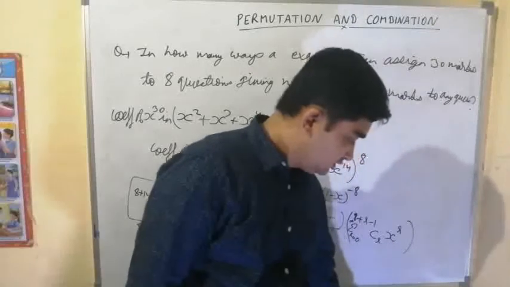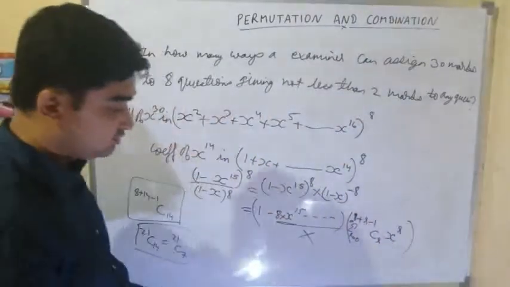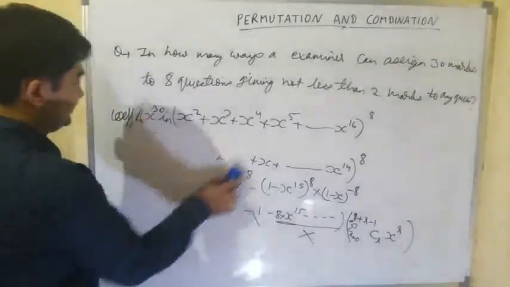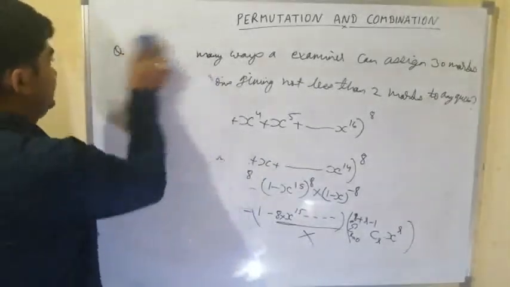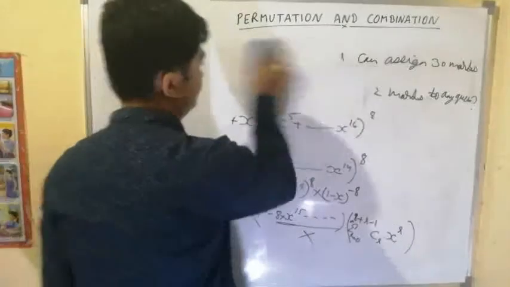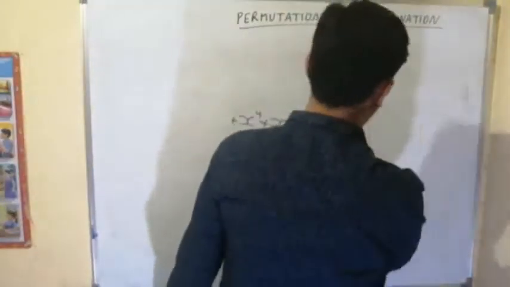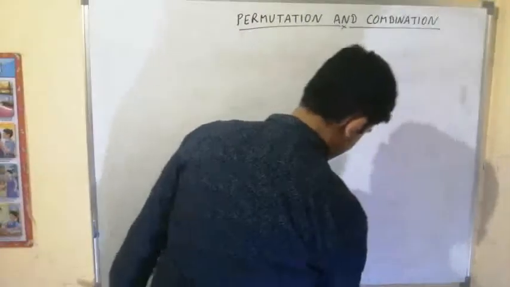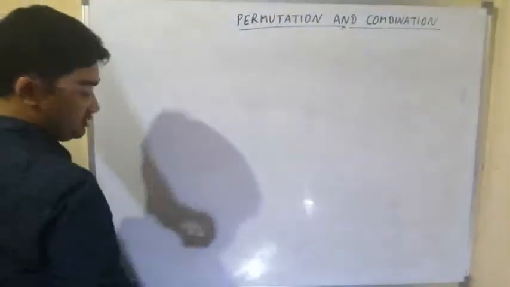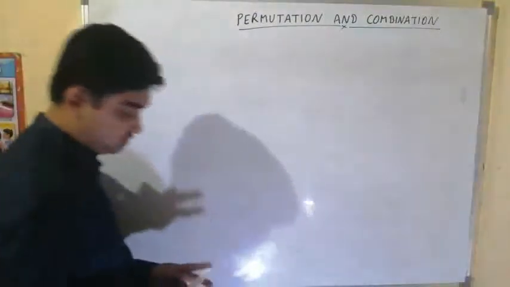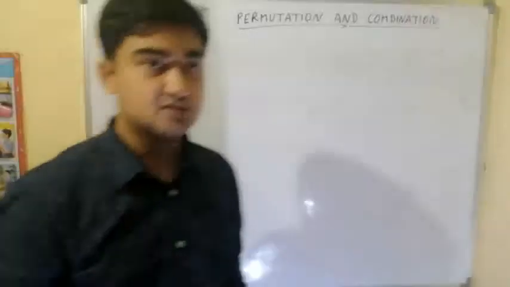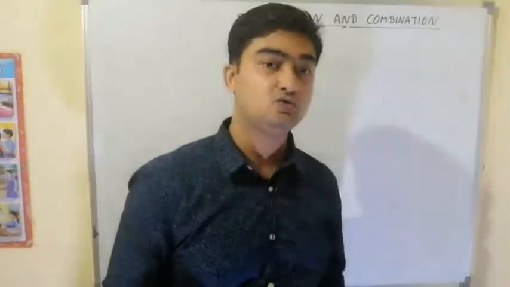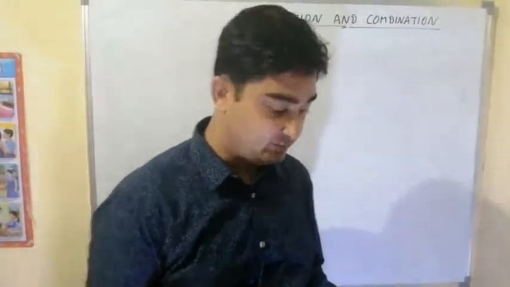Now we'll do another important concept, that is derangement. What is derangement? Derangement means the number of ways in which n things can be arranged such that none of them goes to the right place. What is the right place?